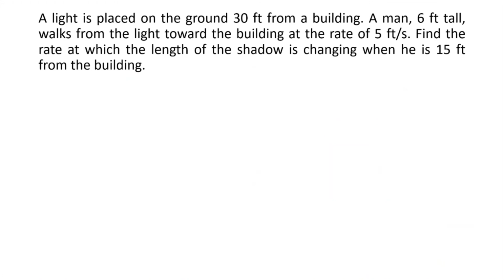Next problem. A light is placed on the ground 30 feet from a building. A man, 6 feet tall, walks from the light toward the building at the rate of 5 feet per second. Find the rate at which the length of the shadow is changing when he is 15 feet from the building.